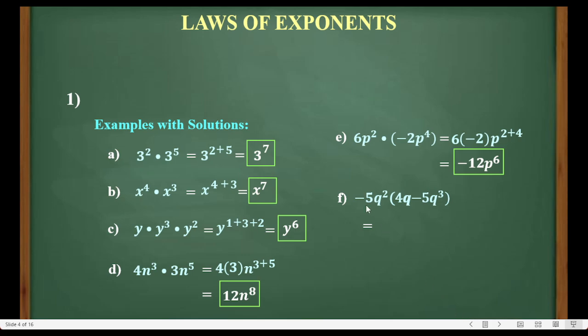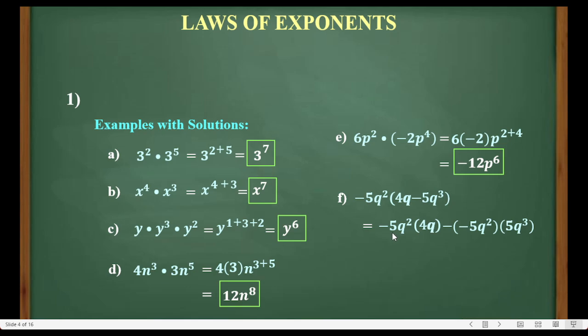This monomial factor here is to be multiplied by 4q and then multiplied by 5q cubed. So we have negative 5q squared multiplied by 4q, this one. Then minus negative 5q squared, because it has a negative, so we need to enclose this in a pair of parentheses, multiplied by 5q cubed. Then each term we simplify.